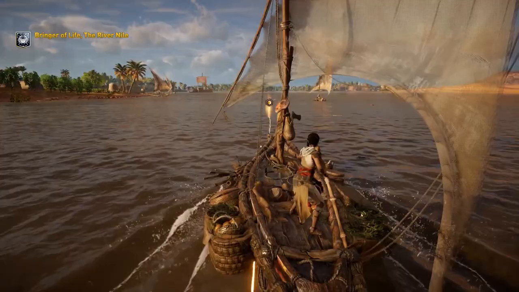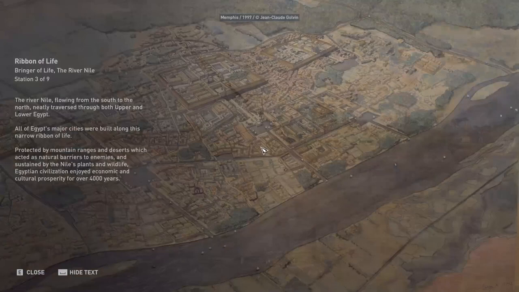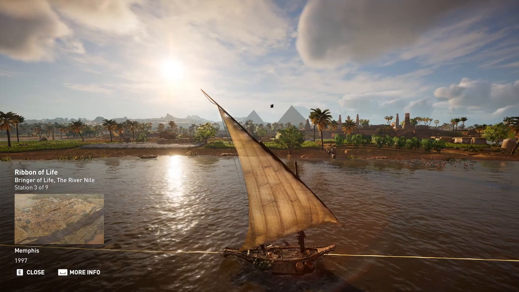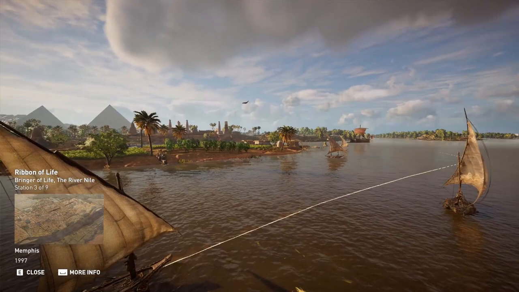The River Nile, flowing from the south to the north, neatly traversed through both Upper and Lower Egypt. All of Egypt's major cities were built along this narrow ribbon of life.